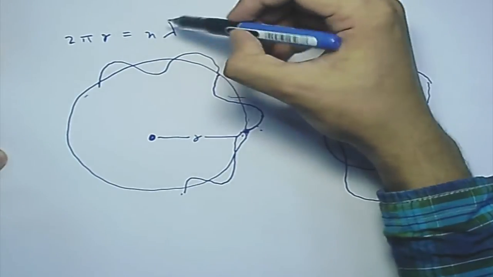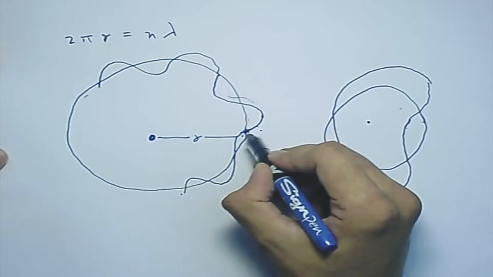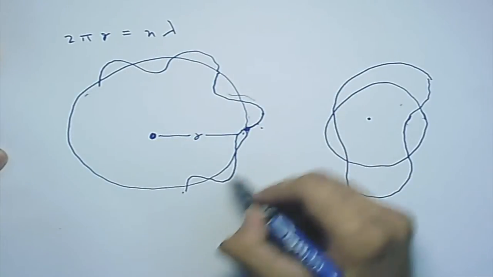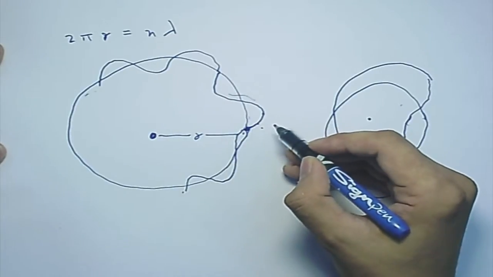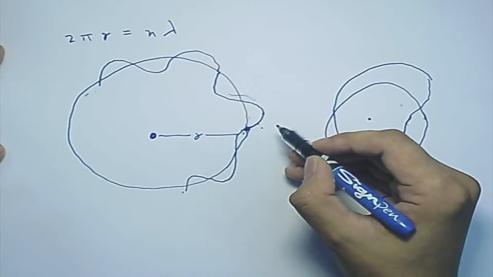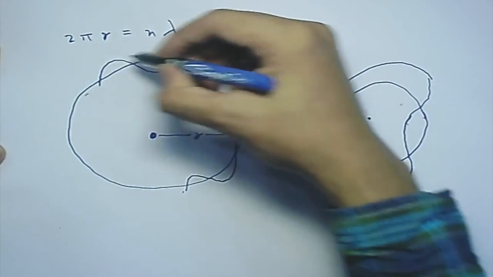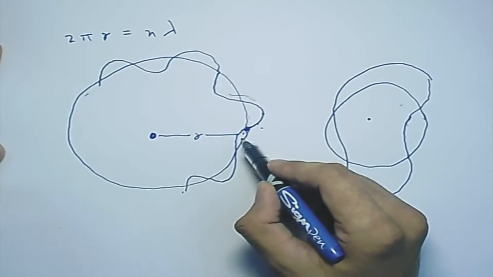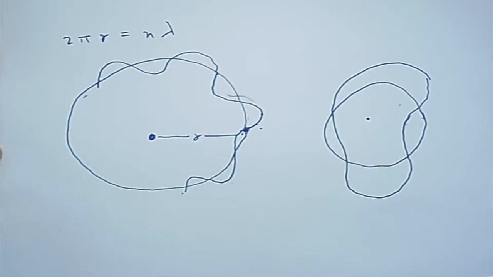Similarly, if this were not true, then if we started from one point and came around, we would reach with a phase difference, which would lead to a destructive interference amongst the two waves: the original wave that was leaving from here, and the wave that was coming from the other side. I hope that is clear. I can make another illustration of this.